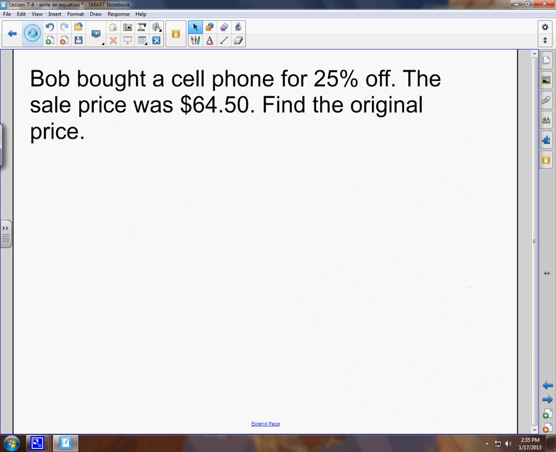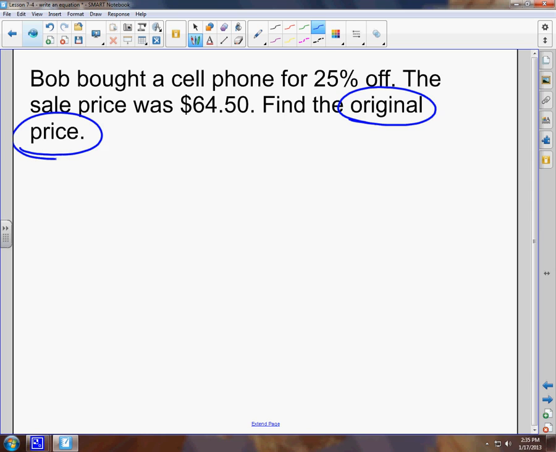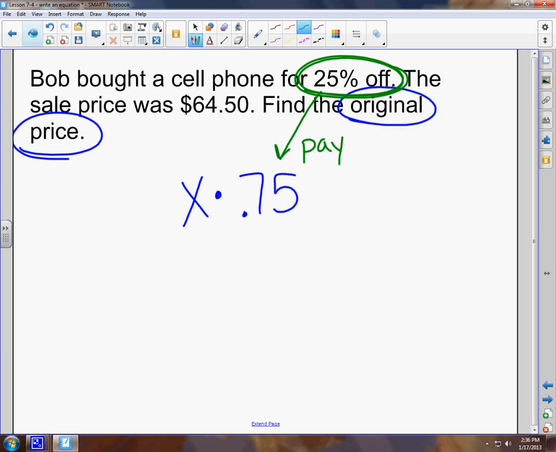All right, try this one. Bob bought a cell phone for 25% off. The sale price was $64.50. Find the original price. So he bought a cell phone for 25% off, so you have the cost, I want to find the original price. So the original price would be X, because that's what we don't know. Now, X times not 25%, because that's what he got off. He's going to pay 75% of the original price. So this is kind of the trickiest part of this problem. If it's 25% off, that means he is going to pay 75% of the original price.